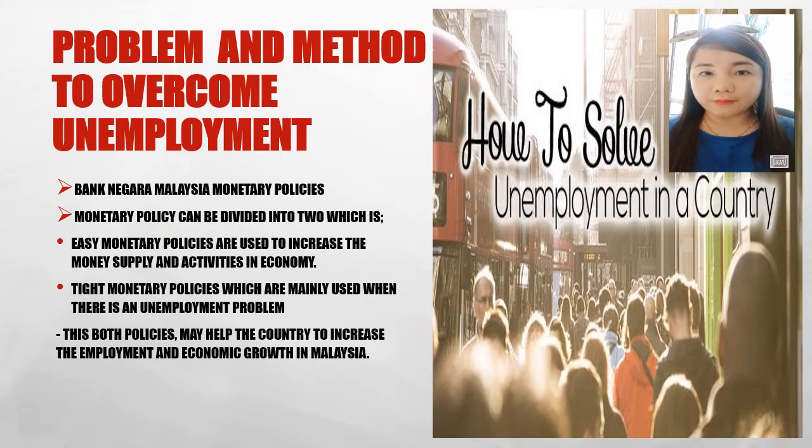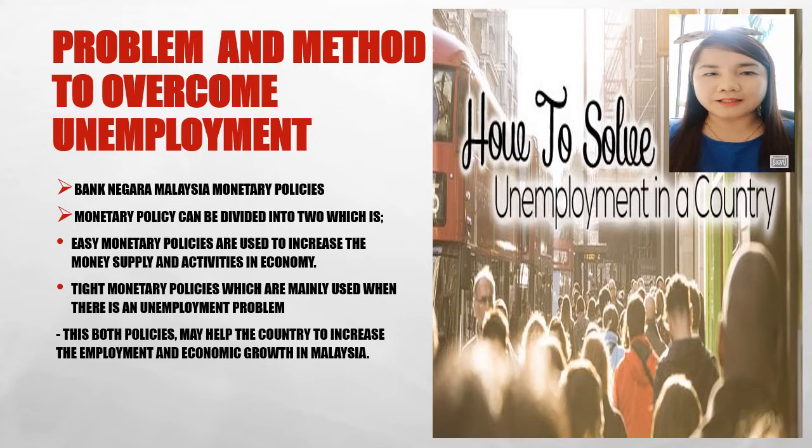Now, here I would like to present the problem and methods to overcome unemployment. Bank Negara Malaysia has already set the monetary policy to be ready for whatever risk may affect the country's economic performance at any time. Monetary policies are mainly used to change the money supply, the level of interest rates, and the availability of credit in order to achieve the economy's objectives.